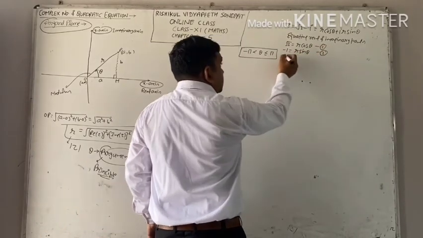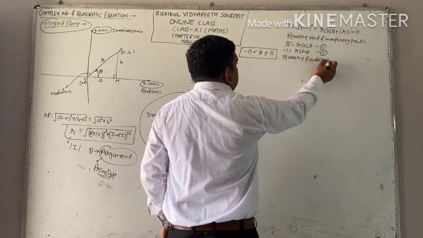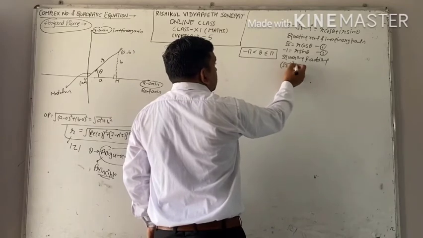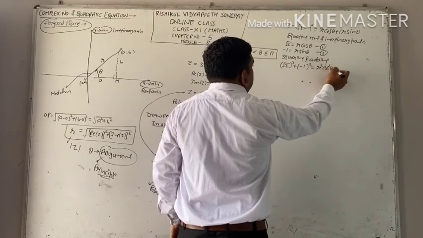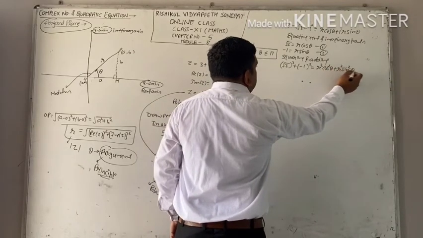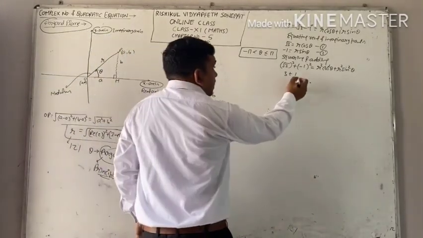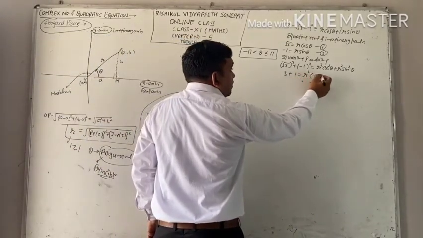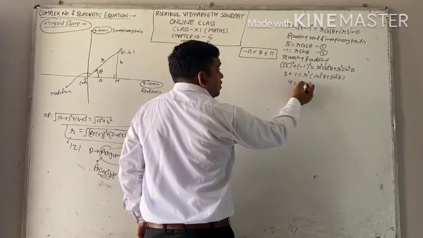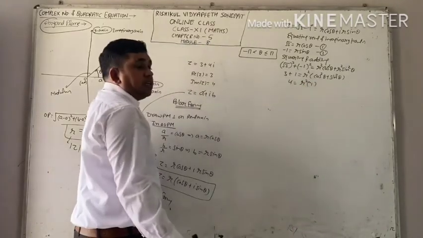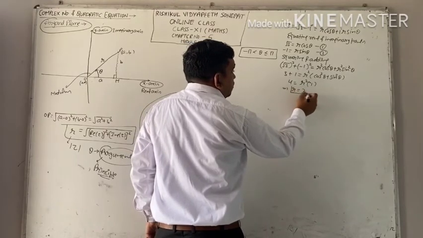Next step is squaring and adding. You will get root 3 whole square plus minus 1 whole square equal to r square cos square theta plus r square sin square theta. Root 3 square is 3, minus 1 whole square is 1. Take r square as common. What is left? Cos square theta plus sin square theta. 3 plus 1 is 4. Cos square theta plus sin square theta is 1. This implies r square equal to 4 and r equal to 2.